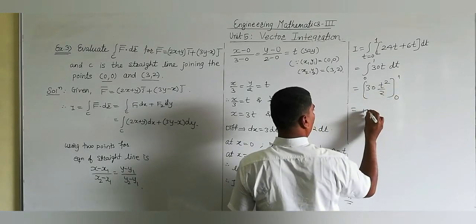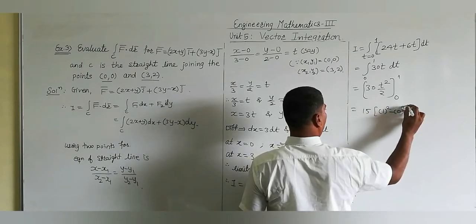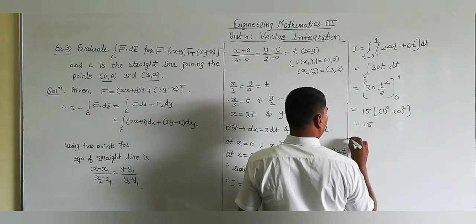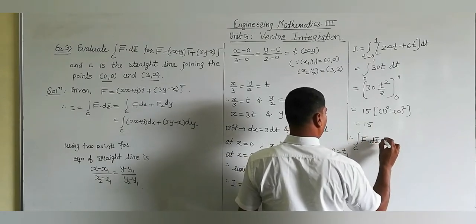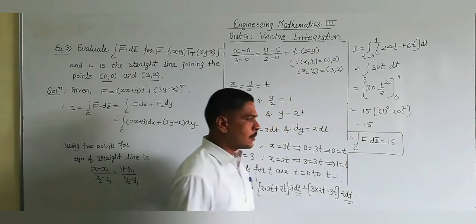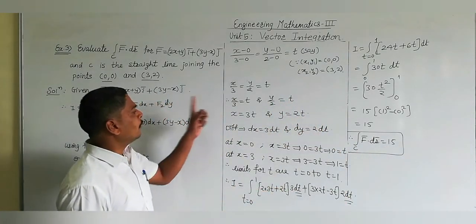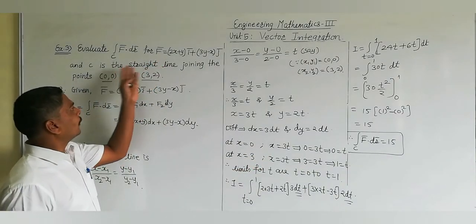So this is equal to 15 into bracket 1 square minus 0 square, which is equal to 15, and therefore integral over c of f bar dot dr bar is equal to 15. So this is our final answer. So in that way we can easily find the line integral of given function on given curve.